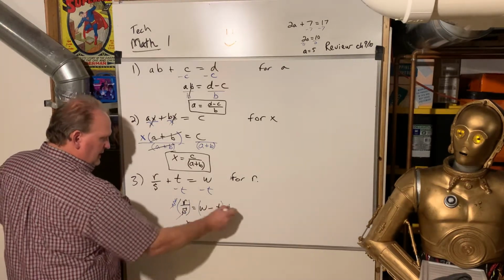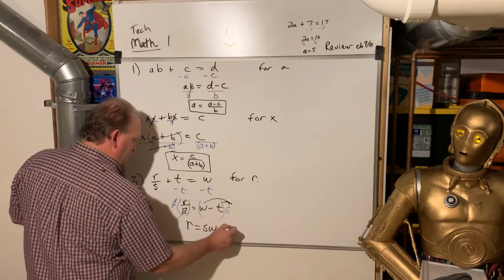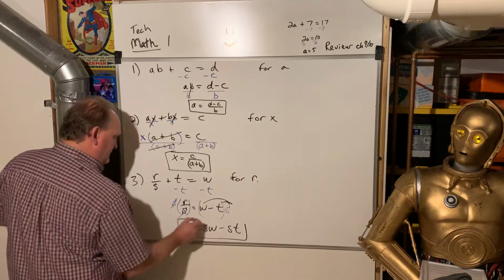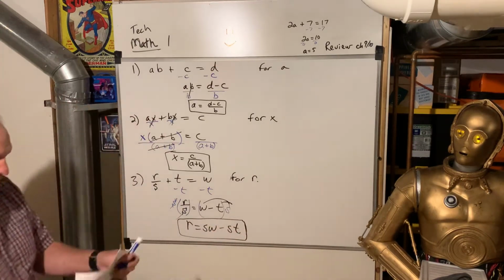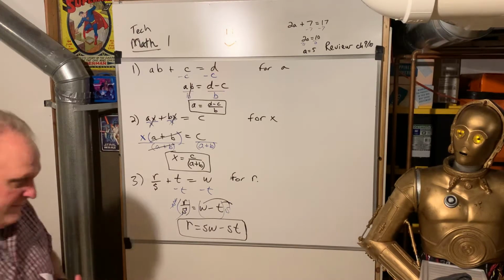R is equal to, and then S, we'll do the distributive property, SW minus ST. Okay. Lovely. Let's do number 4.